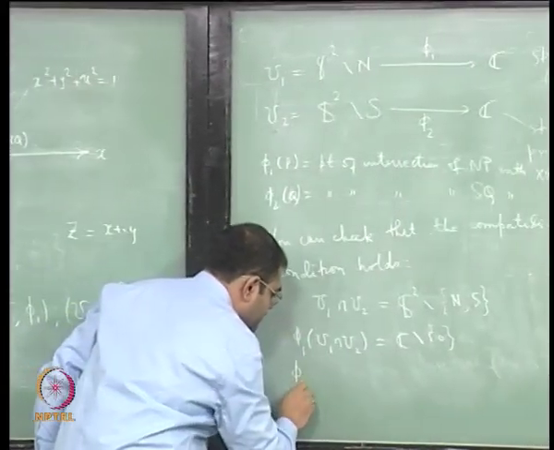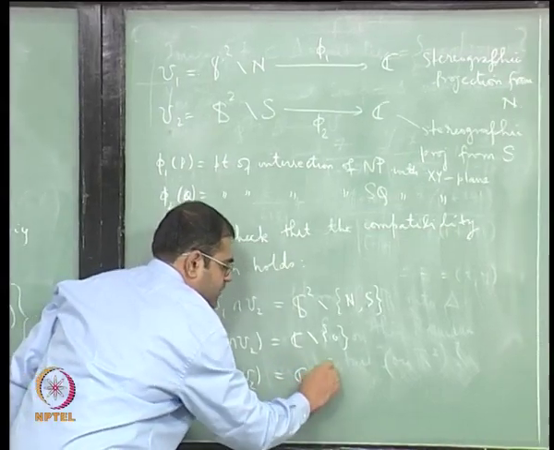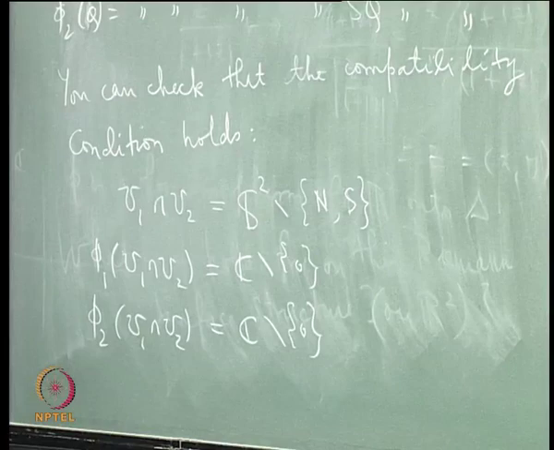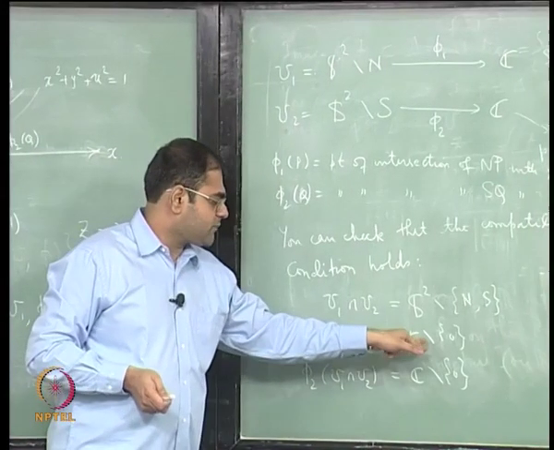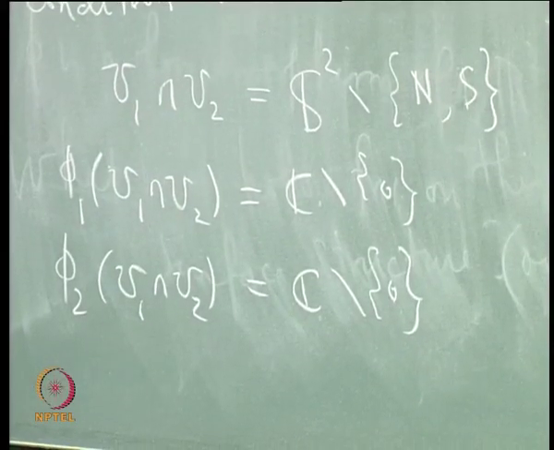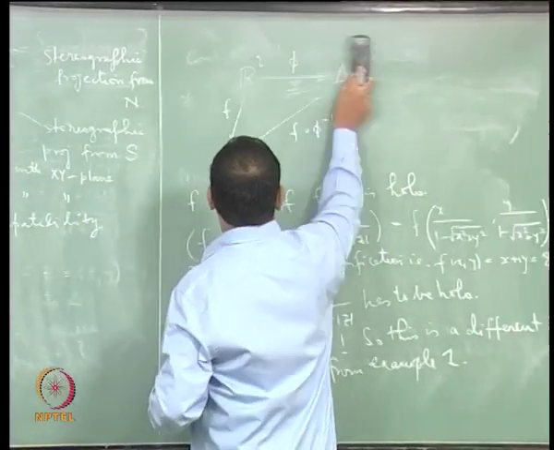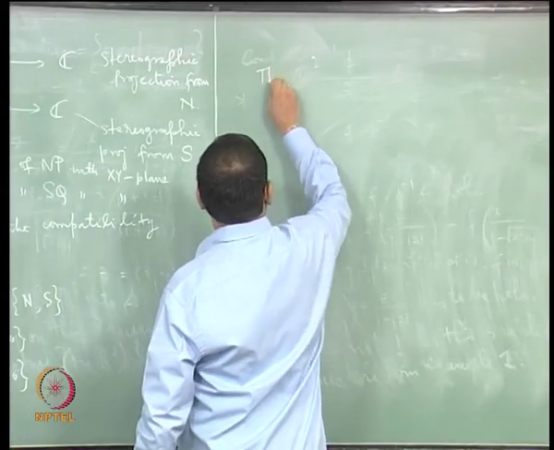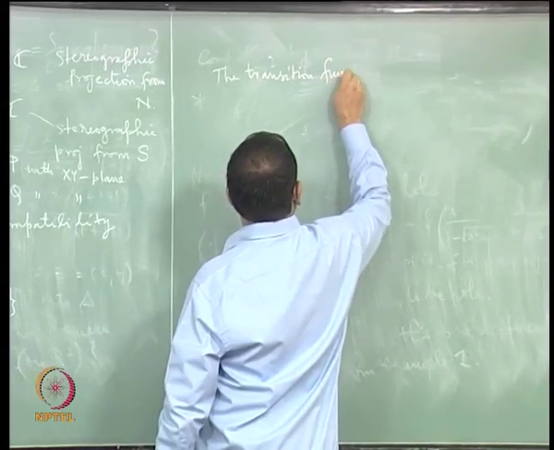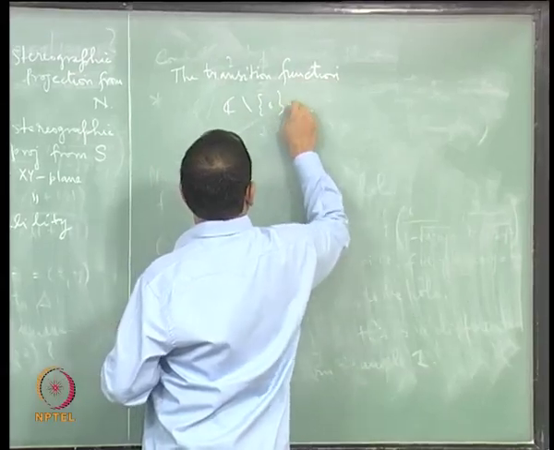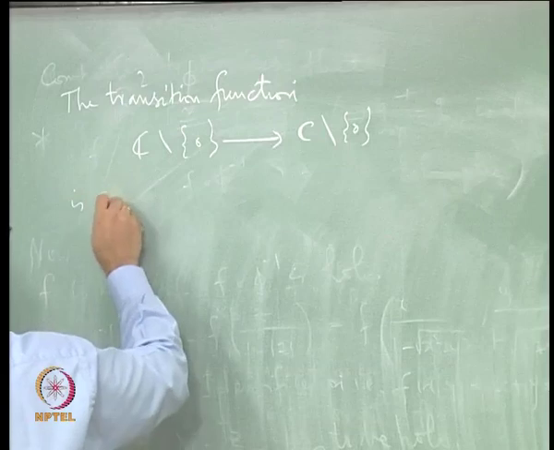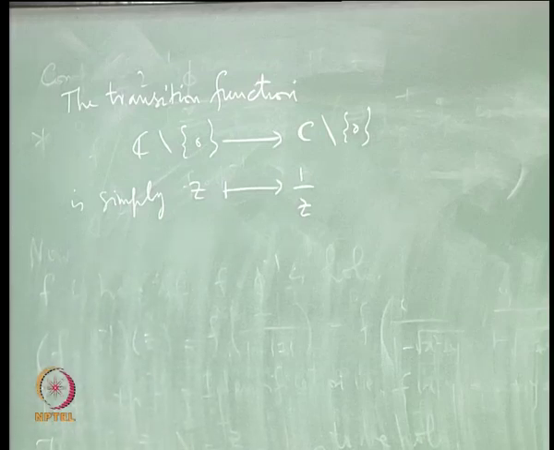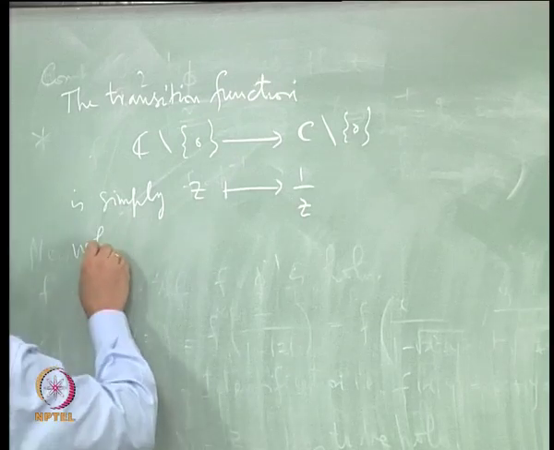And you can see also that phi2 of U1 intersection U2 is again the complex plane minus the origin. So in both cases the image of this intersection is the so-called punctured plane, and therefore you get a transition function from the punctured plane to itself, and I have to check that this transition function is holomorphic. It has a very simple form in this case: the transition function from C minus 0 to C minus 0 is simply z going to 1 by z. You can check that, I want you to write it down, and this is of course holomorphic.